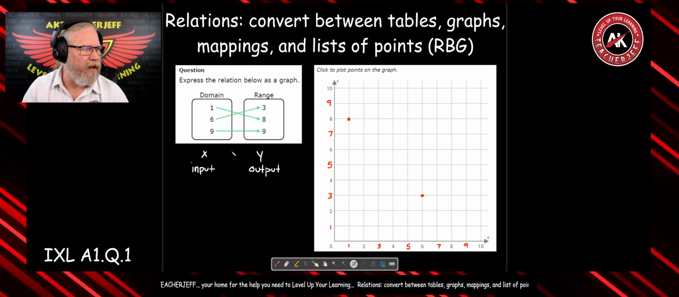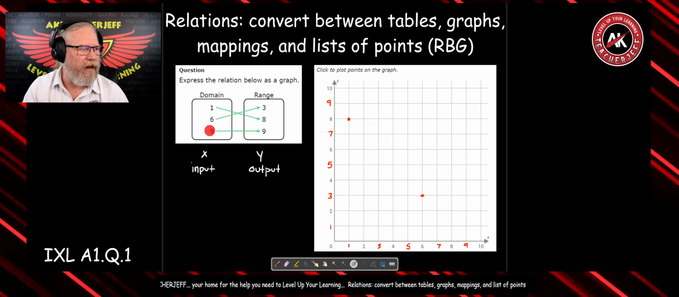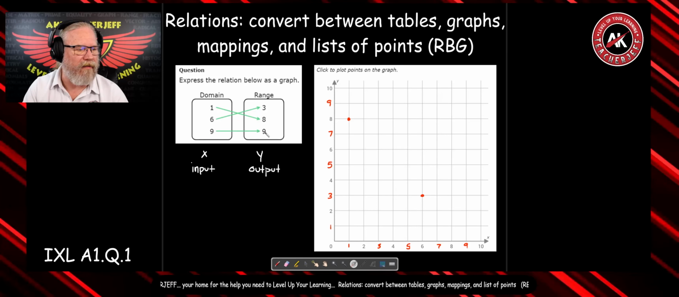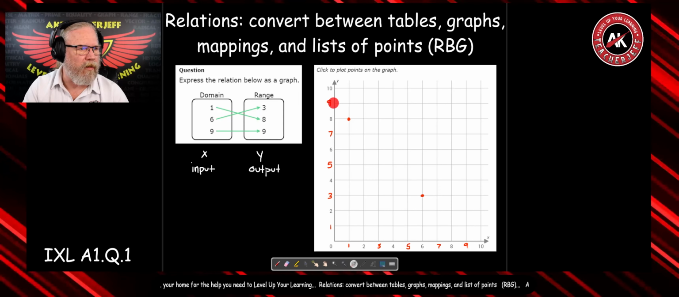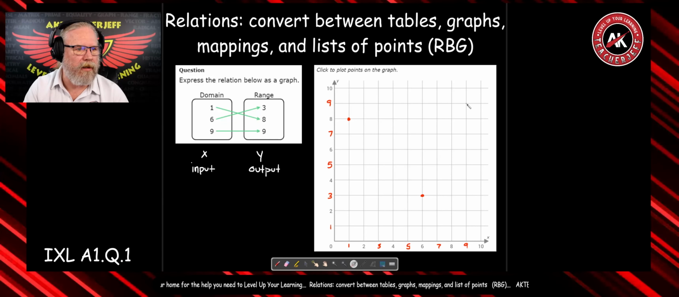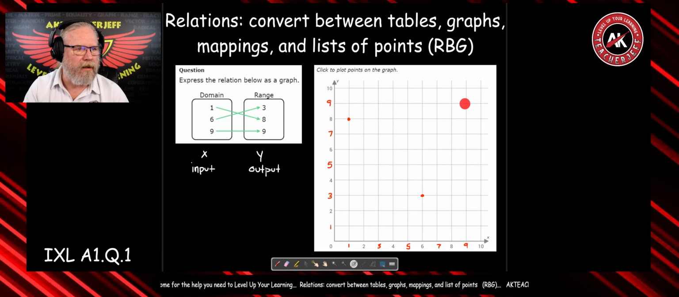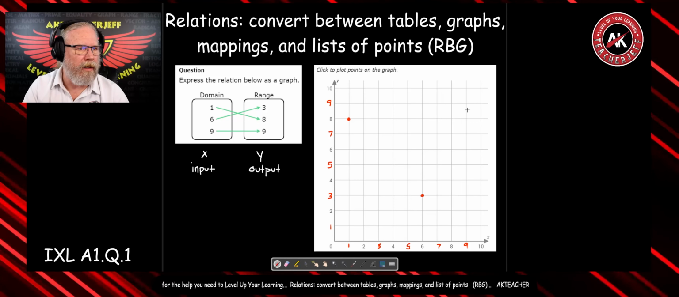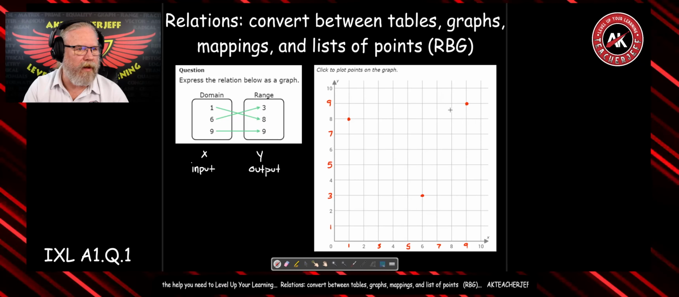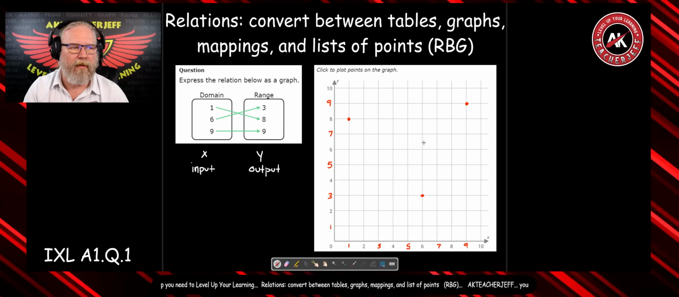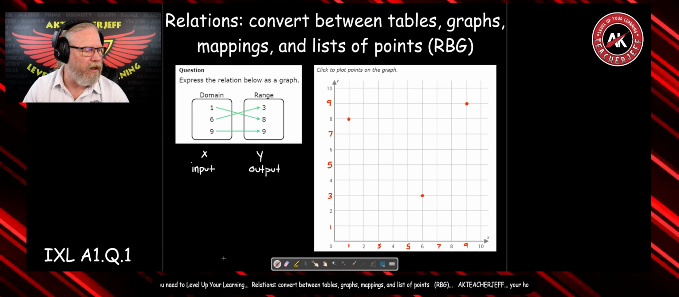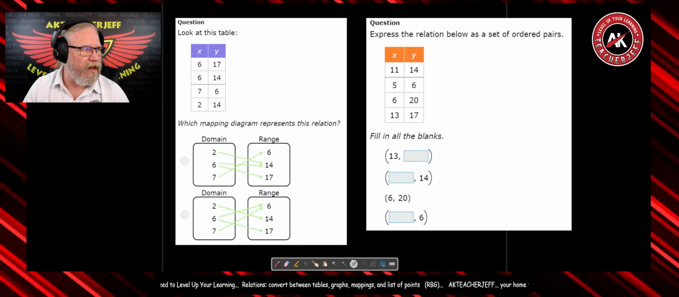And then finally, we have 9. The x value of 9 is mapped to a y value of 9. So here's where x is 9, here's where y is 9, where the two of those meet. Where is that? Right about there. So we'll go ahead and plot that point there. At that point, we have 3 inputs, 3 outputs, and 3 points on the graph. So we're probably good to go. Let's look at the next one.